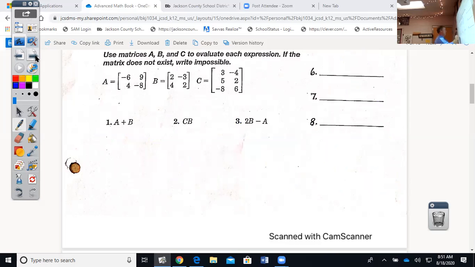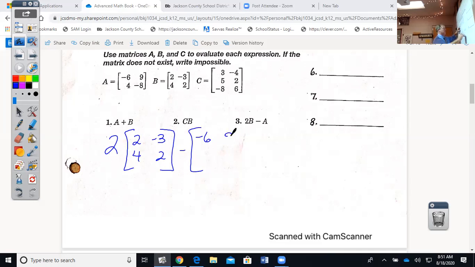8. More work. 2 times b minus a. So 2 times b, 2, negative 3, 4, 2, minus a, negative 6, 9, 4, negative 8. And you just distribute your 2. 4, negative 6, 8, and 4.